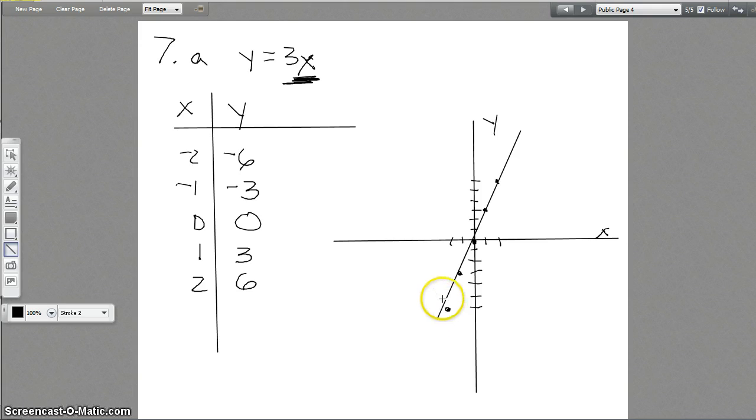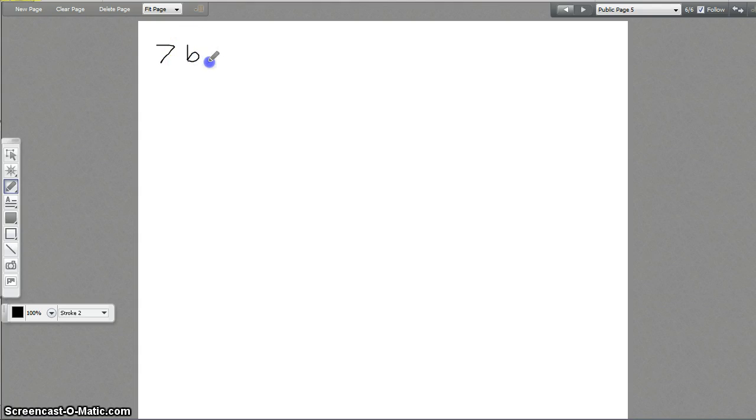But what you will end up with is a straight line graph. Okay, so now let's look at the next function. So this was parts A and D. A is doing the table of values, D is drawing the graph. Now we're going to look at the second function they give us.